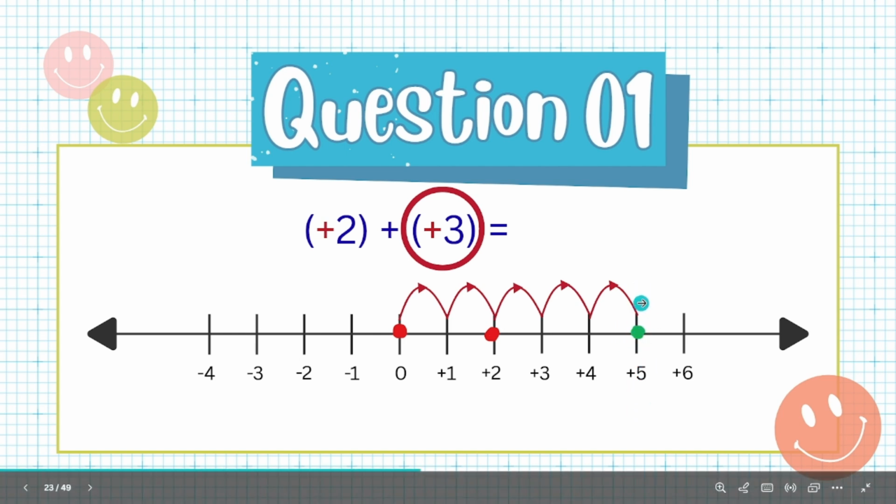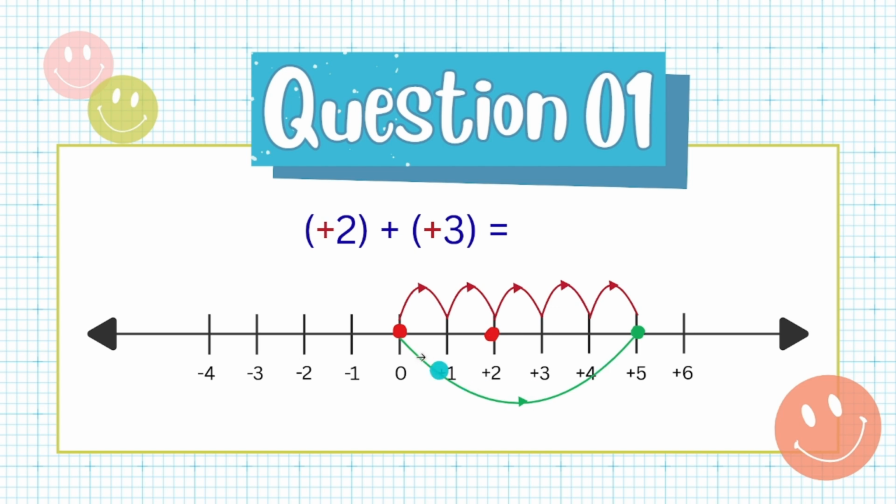So what is the answer? Answer is, starting from 0, the total number of hops you have done is plus 5. The final destination is plus 5. So that will be your answer. Answer is plus 5.